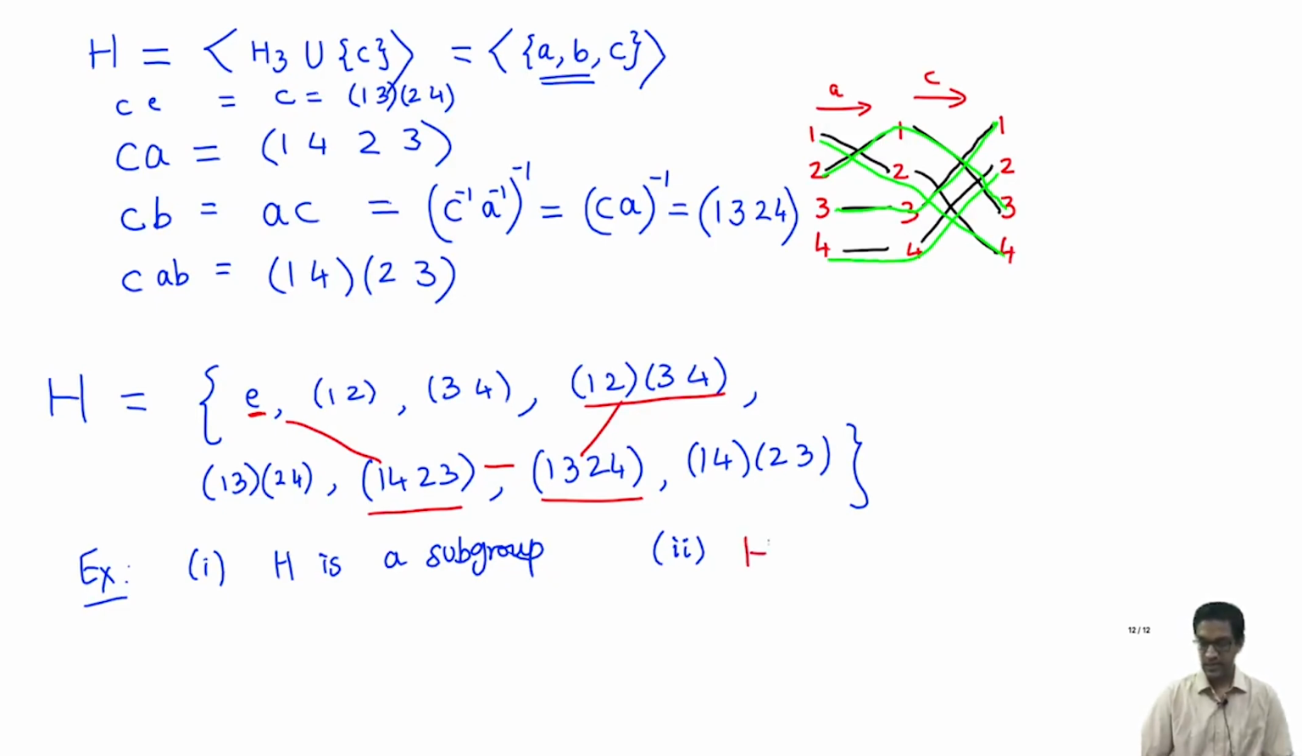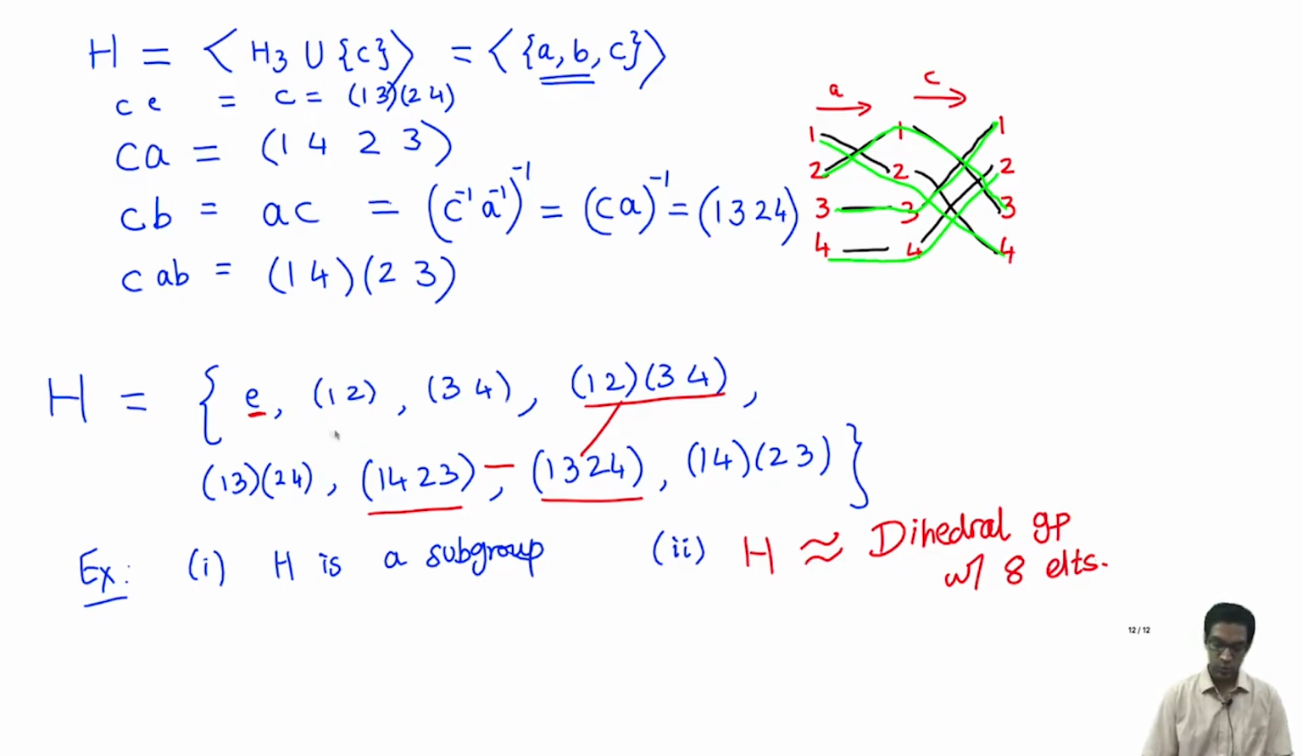So that's the second exercise. Show that H is actually isomorphic to the dihedral group with 8 elements. That's what we call D4. Okay, dihedral group with 8 elements. And you can pretty much see where it's coming from. So the interesting thing we have seen is that the Sylow 2-subgroup of S4 has 8 elements, and it's isomorphic to the dihedral group on 8 elements.